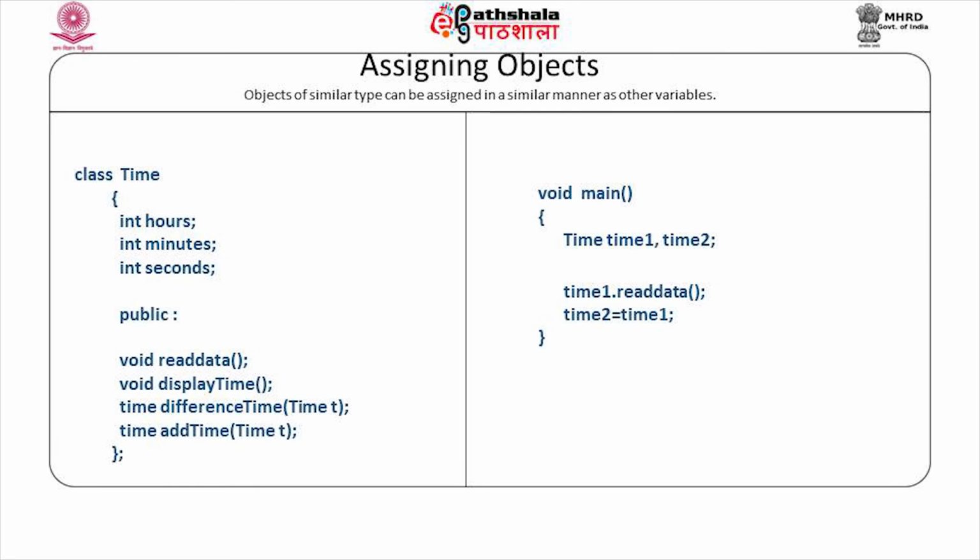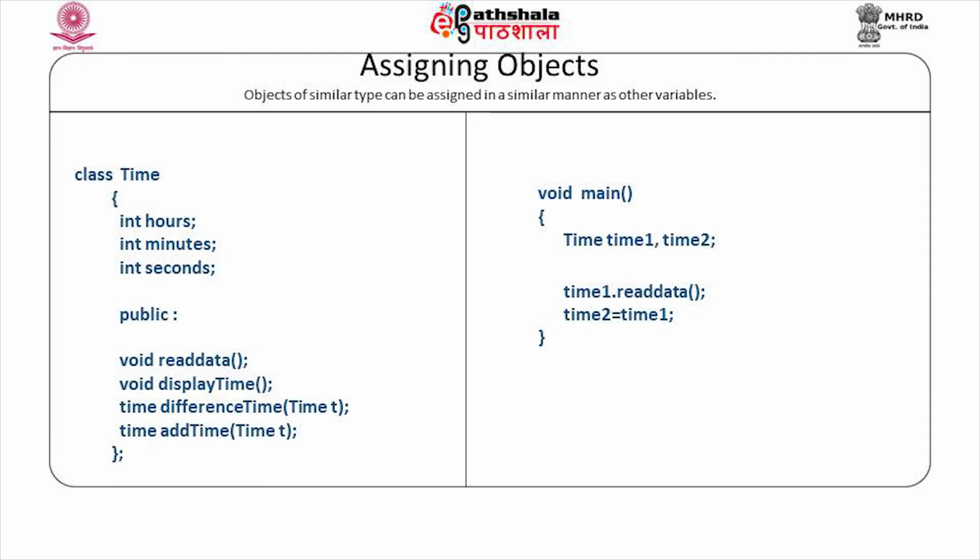Now, in our time class, we have defined hour, minutes and second as data members, and these are the member functions. In the main function, we have declared two objects of time class, namely time 1 and time 2. In time 1, we are reading the data by invoking the function read data. So, this read data function will read some values in time 1. Now, let us say these same values we wish to assign to time 2. It is possible for us to do so with the help of an assignment operator.